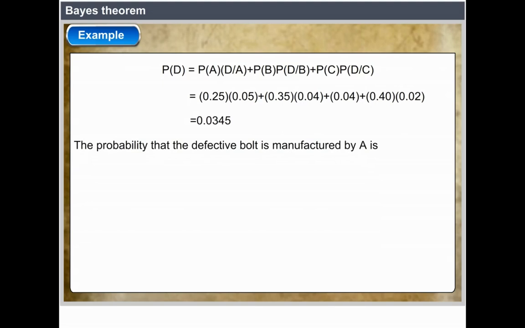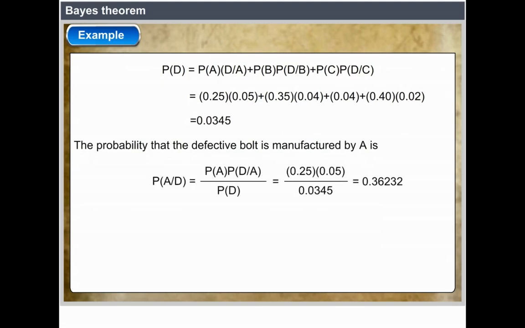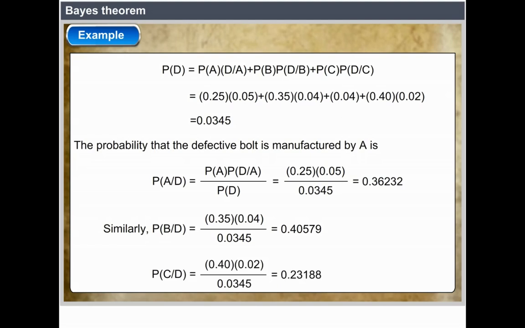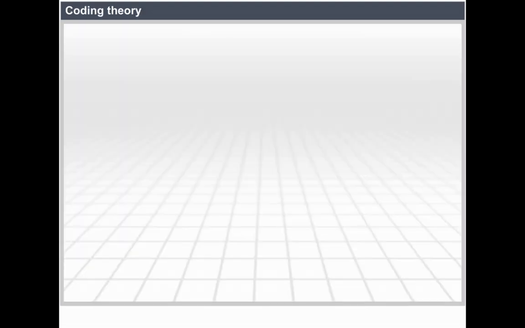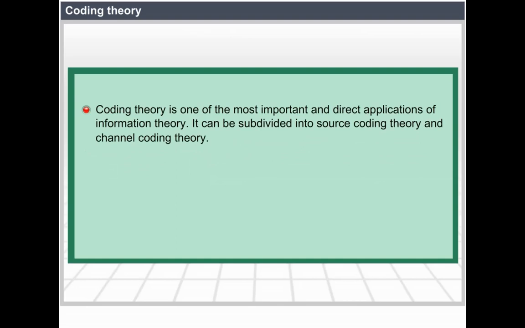0.0345. The probability that the defective bolt is manufactured by A is P of A given D equal to P of A into P of D given A divided by P of D equal to 0.25 into 0.05 divided by 0.0345 equal to 0.36232. Similarly, P of B given D equal to 0.35 into 0.04 divided by 0.0345 equal to 0.40579. Then P of C given D equal to 0.40 into 0.02 divided by 0.0345 equal to 0.23188.